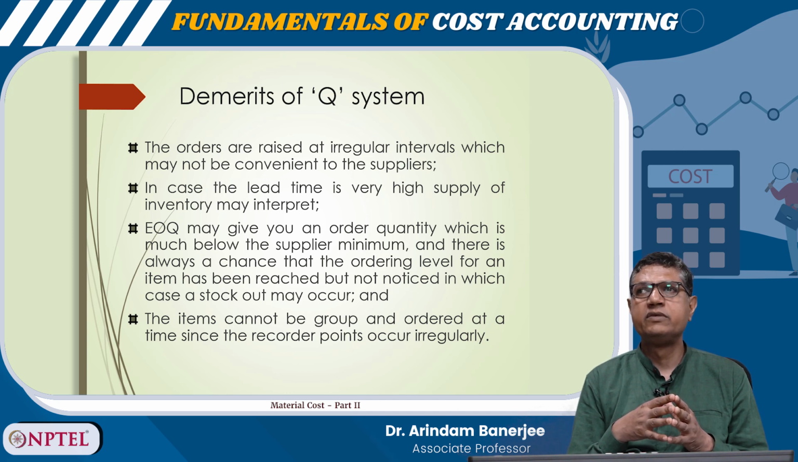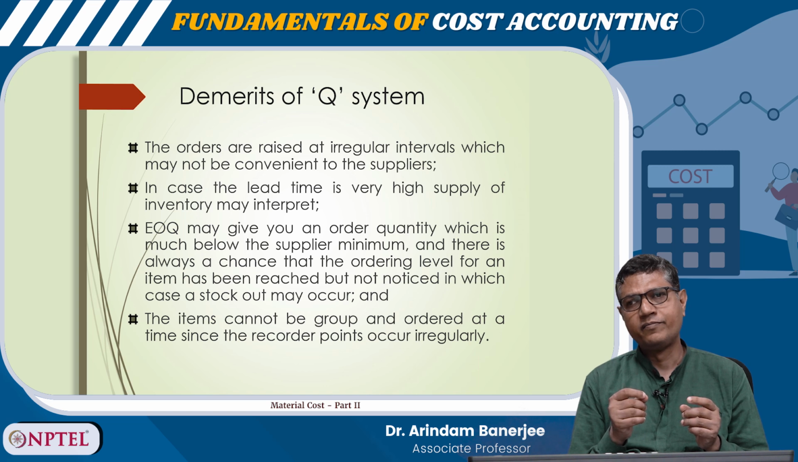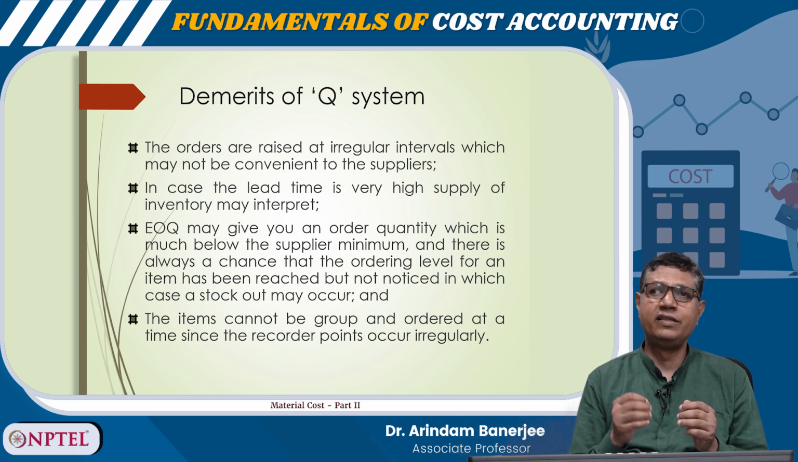In case the lead time is very high, supply of inventory may get hampered. EOQ may give you an order quantity which is much below the supplier minimum, and there is always a chance that the ordering level for an item has been reached but not noticed, in which case a stock out may occur. And the items cannot be grouped and ordered at a time since the reorder points occur irregularly, because it is not linked with time, it is linked with the level of inventory.